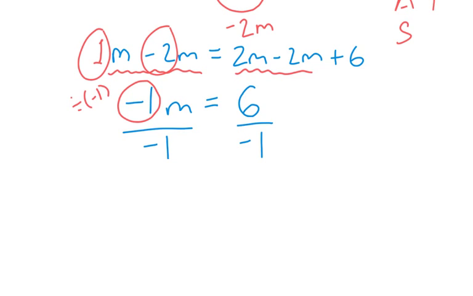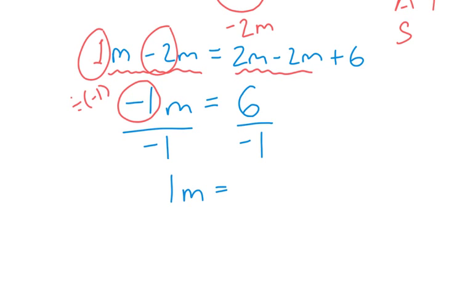Over here on the left, we have negative 1m over negative 1. Let's take a look at the numbers. 1 divided by 1 is 1. When you have a negative number divided by a negative number, that becomes positive. So we should have a coefficient of positive 1, and then m tags along.